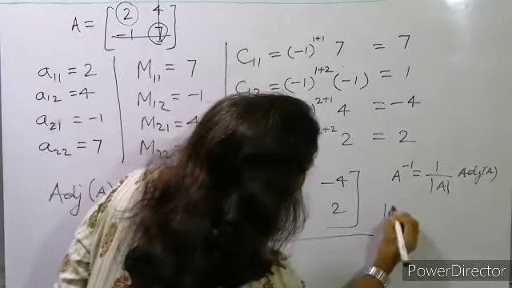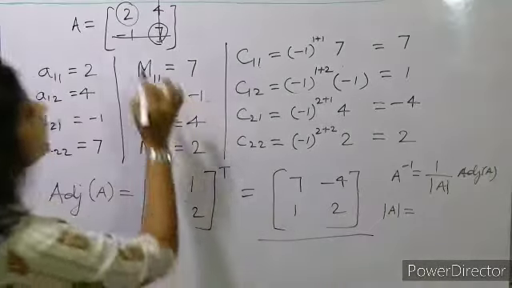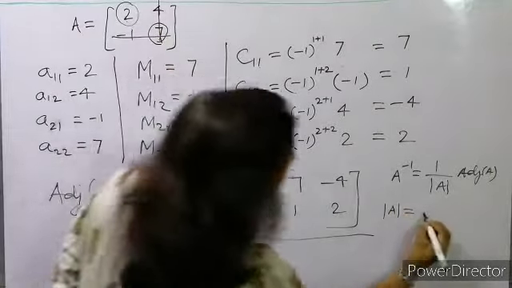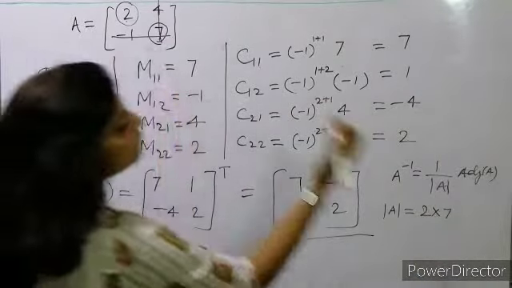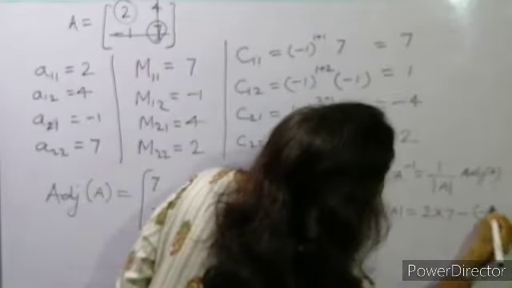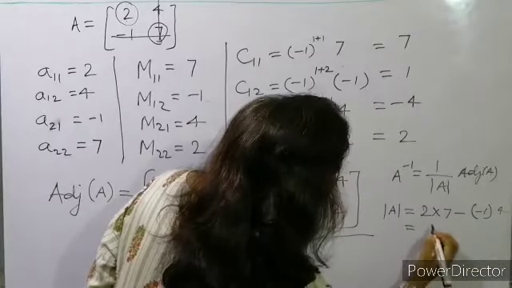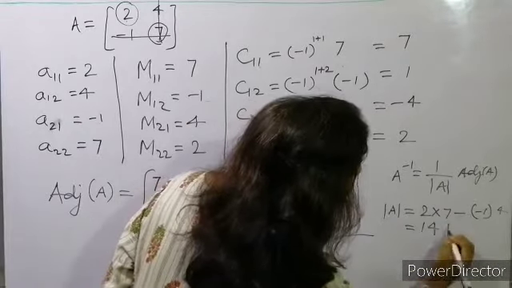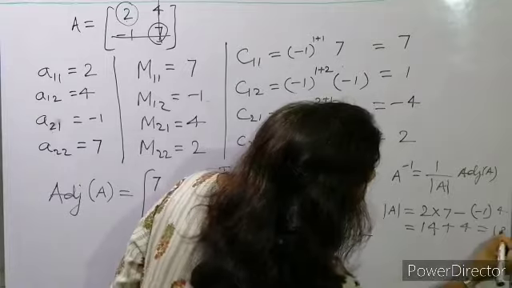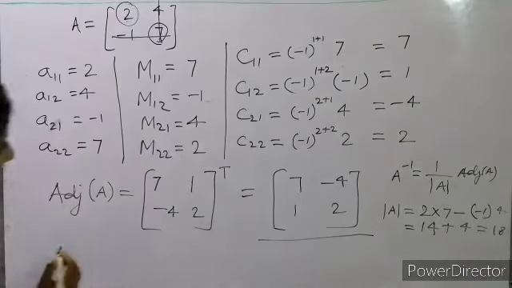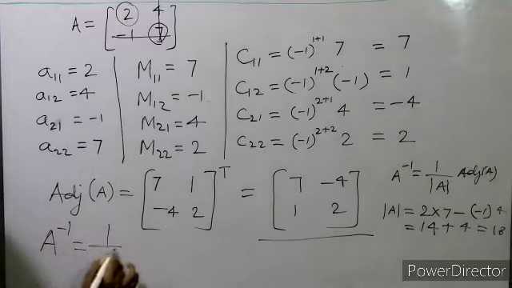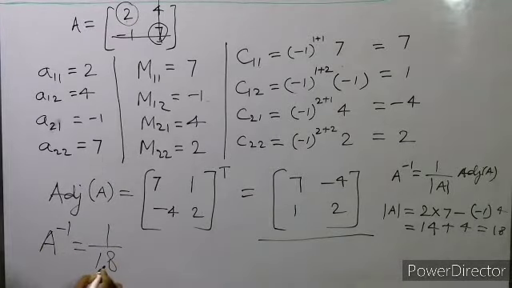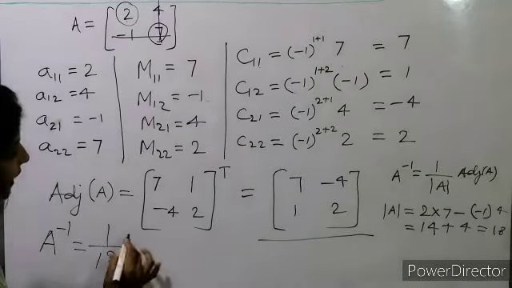Matrix determinant of A we need, na. So what will the determinant be? 2 into 7 minus -1 into 4, minus -1 into 4. So it will be 14 plus 4, what will it be? 18. Okay, so what will be the value of A inverse? A inverse will be equal to 1 upon 18 and adjoint of A.